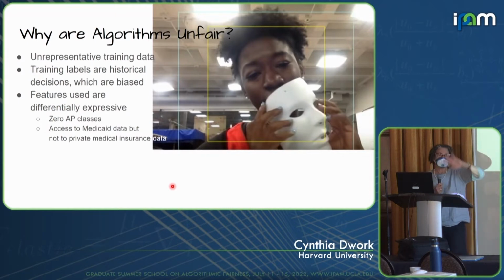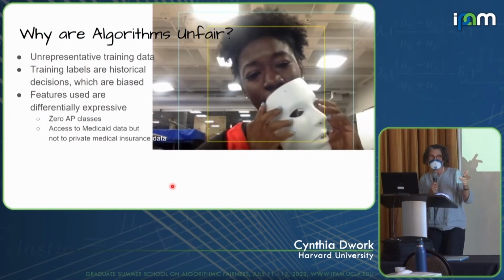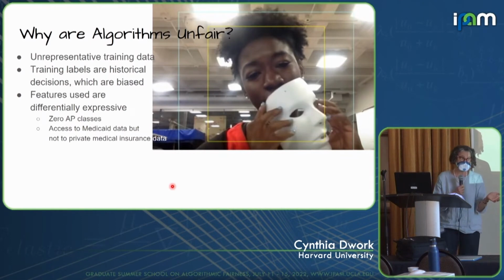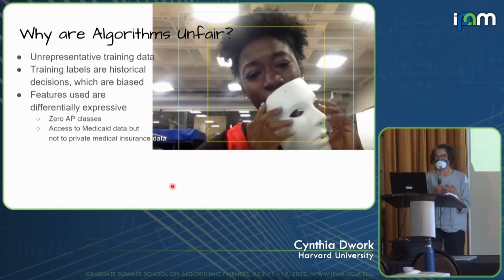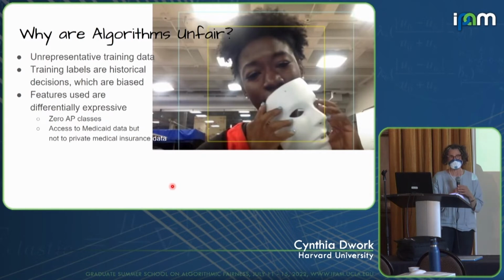Then there's no information, say, about what kind of drug treatment or alcoholism treatment programs the parents of the child may have been involved in, because they're not a matter of public record, they were paid for privately. But if it is a poor family, then that information is available because those were paid for by Medicaid and the state has records. So you have, again, differentially expressive features. They're saying much more about one group than about a different group.